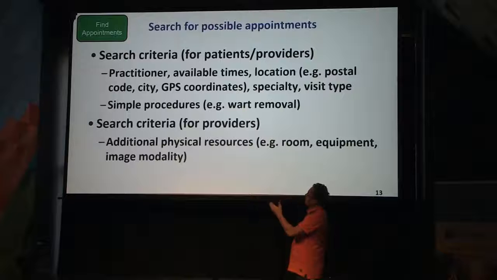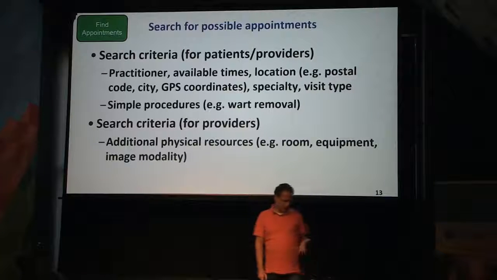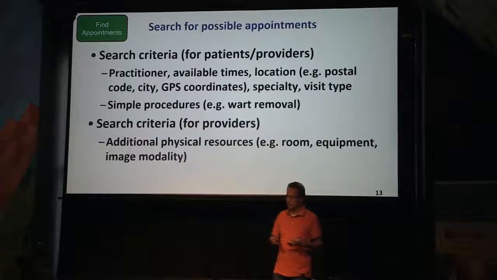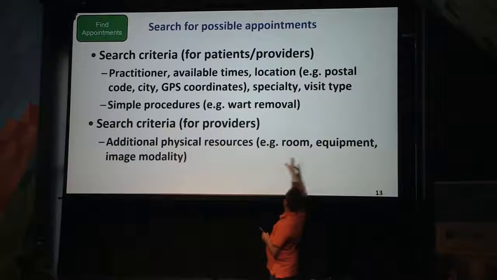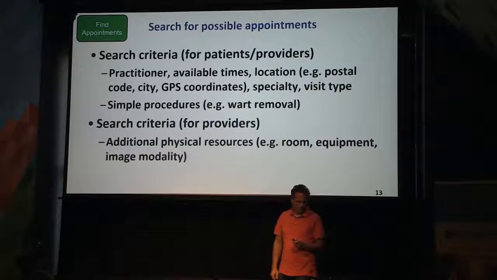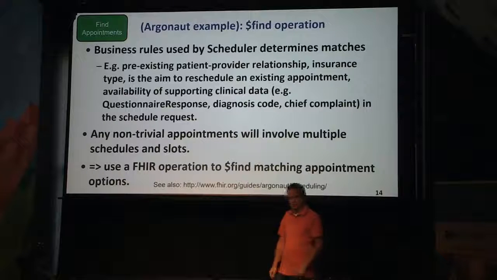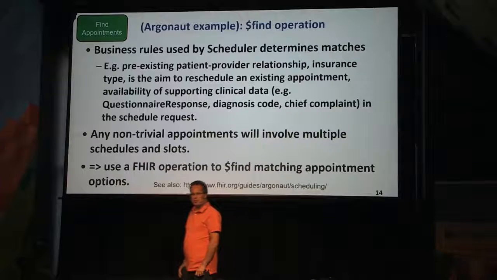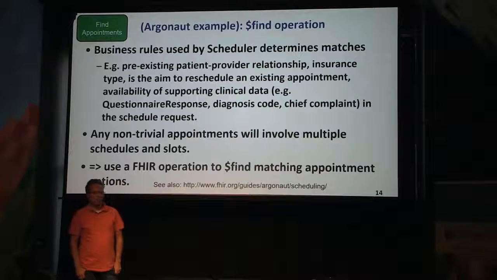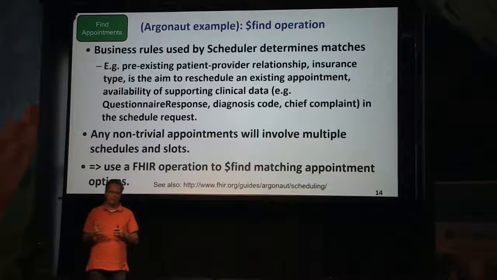Okay, so find appointments, search for all sorts of stuff. The patient has certain search criteria, and healthcare providers, if it's used internally, have more search criteria, obviously, because, well, they know what they're doing, so they can schedule things like specific rooms, specific devices. Now, Argonaut, the US FHIR implementation guide, uses an operation to find open slots, that potential appointments, so to speak. And I think they're right.